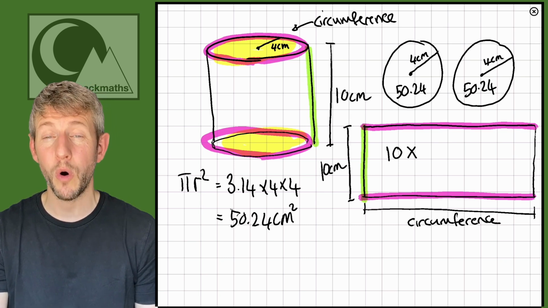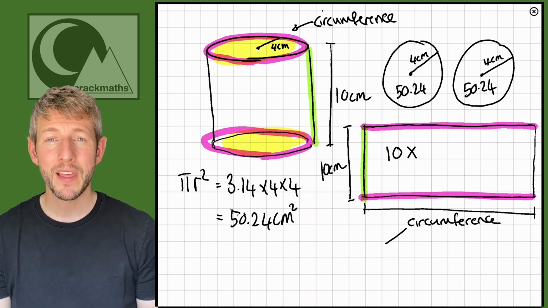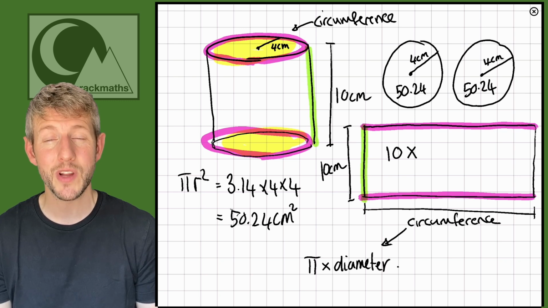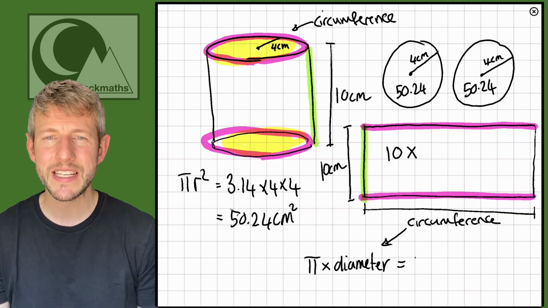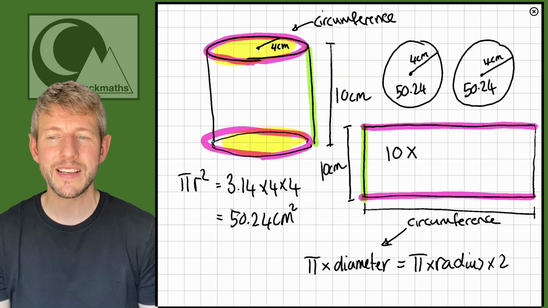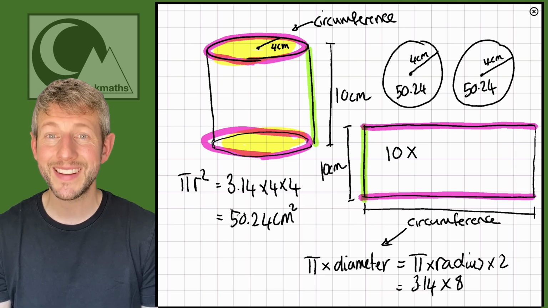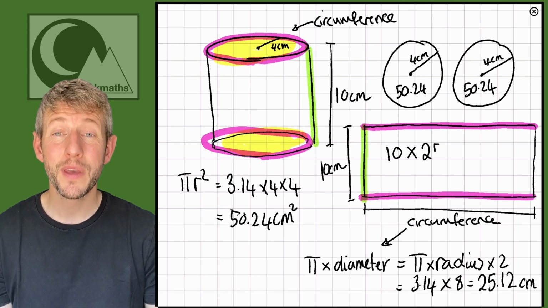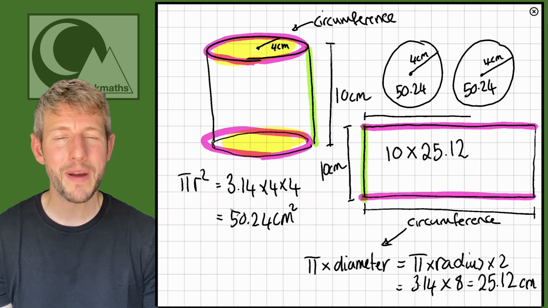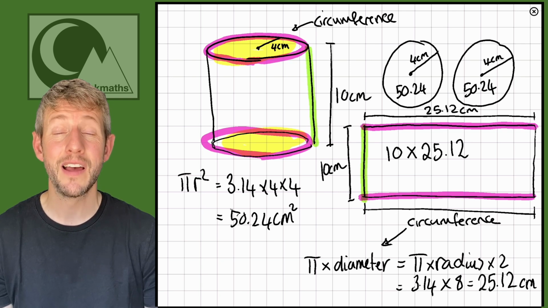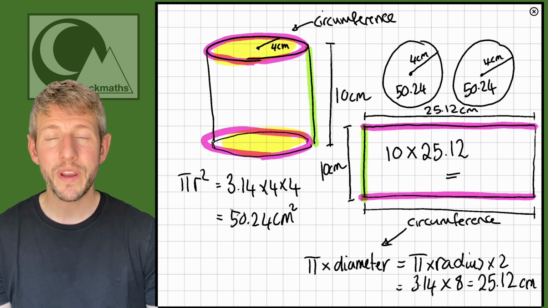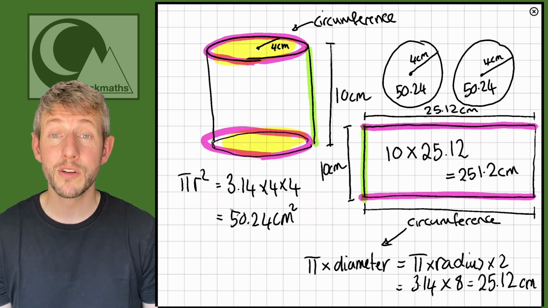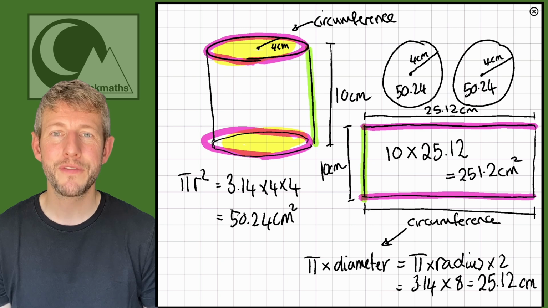So remember, we've got one dimension already, which is the 10 centimeters. The other dimension is the circumference. The circumference is given to us by pi times diameter. But in this case, we've got the radius. So we're going to do pi times the radius times 2. So radius times 2 is 8. 8 times 3.14 is 25.12. Okay, so now we know that one dimension is 25.12 centimeters. The other dimension is 10 centimeters. We can do length times width to get the area of the rectangle. So 25.12 times 10 equals 251.2.